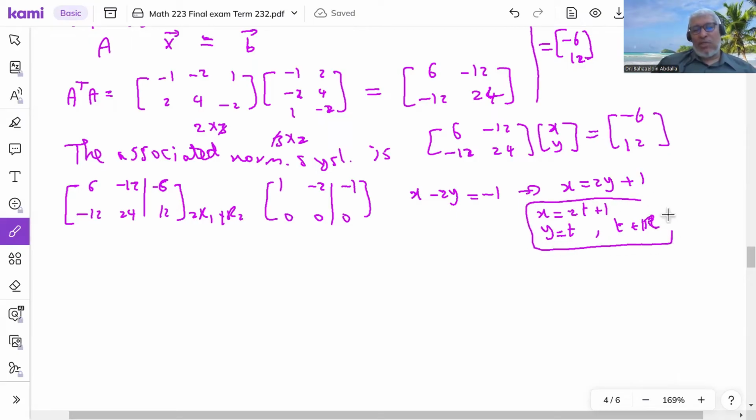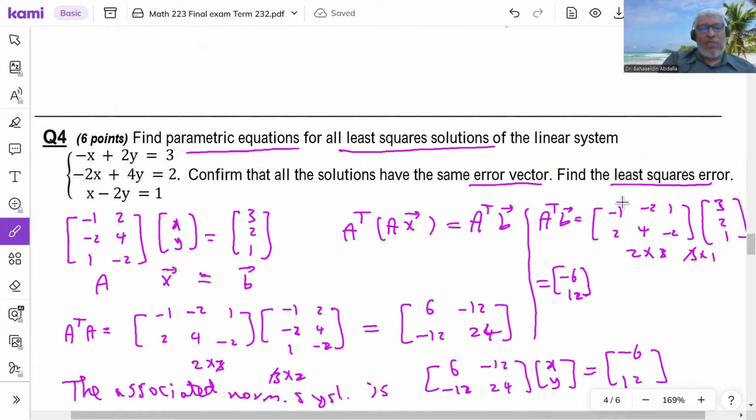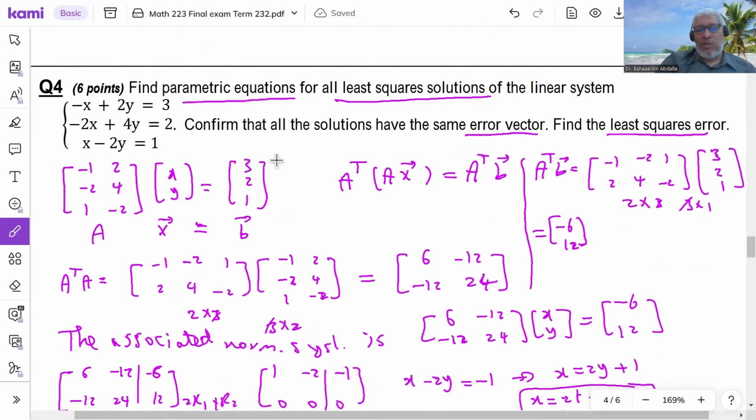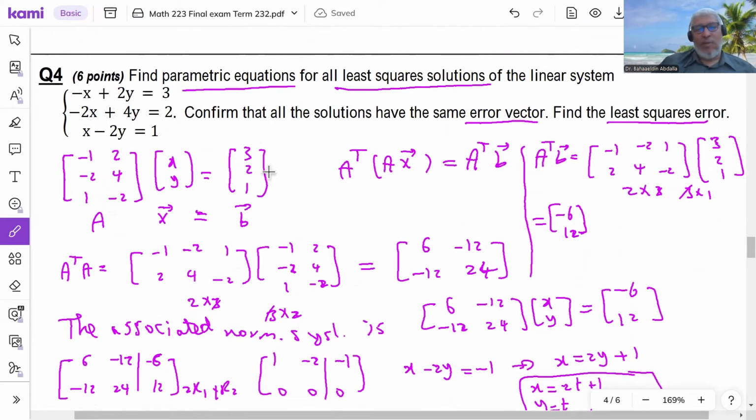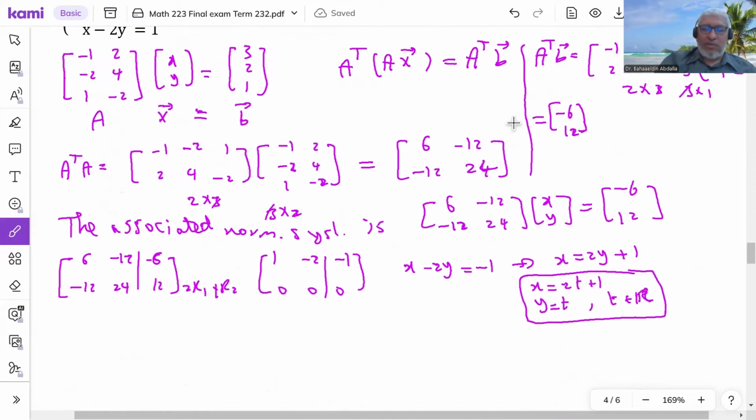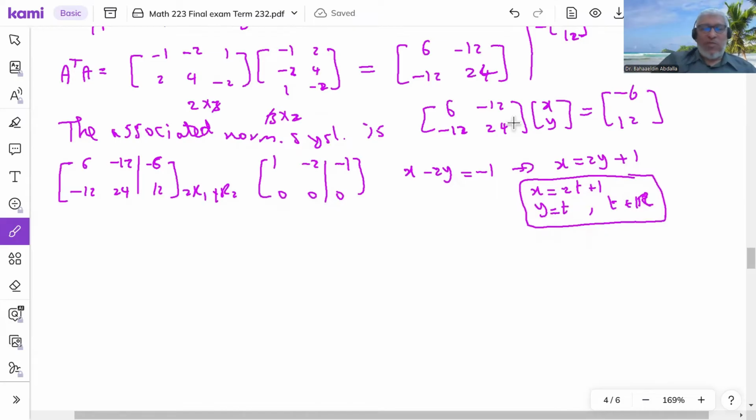So this is the solution. These are the parametric equations. Okay, this is the answer of the first part: the least squares solutions. He also asks to confirm that all the solutions have the same error vector.